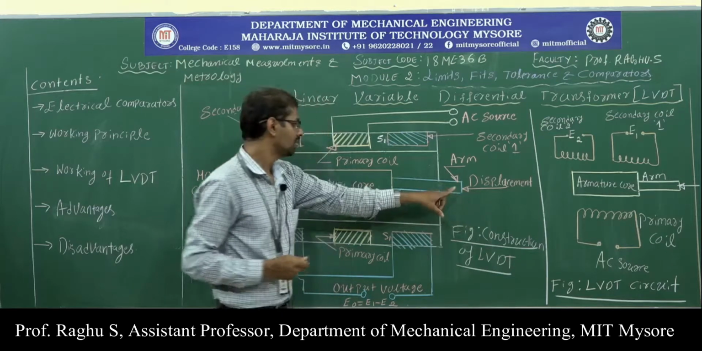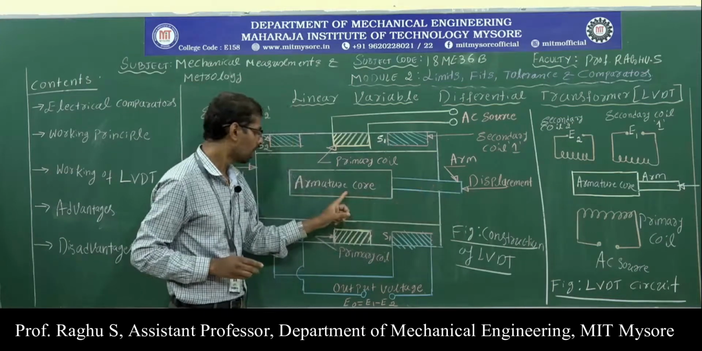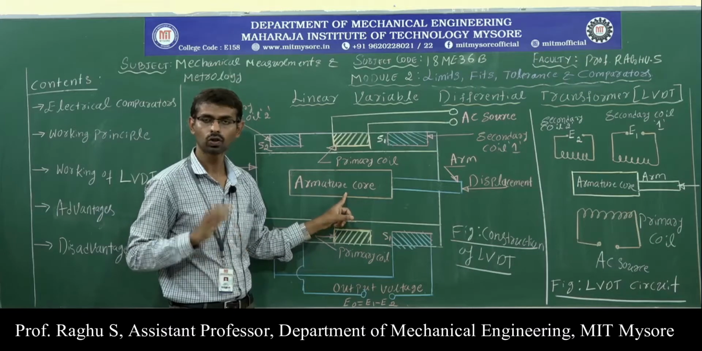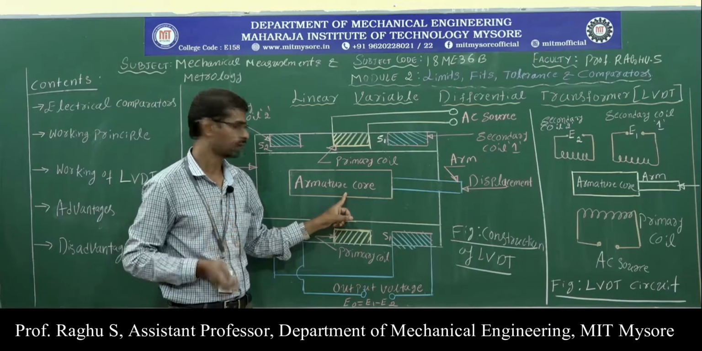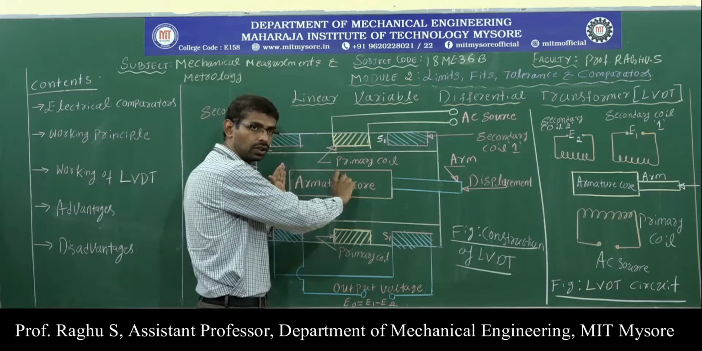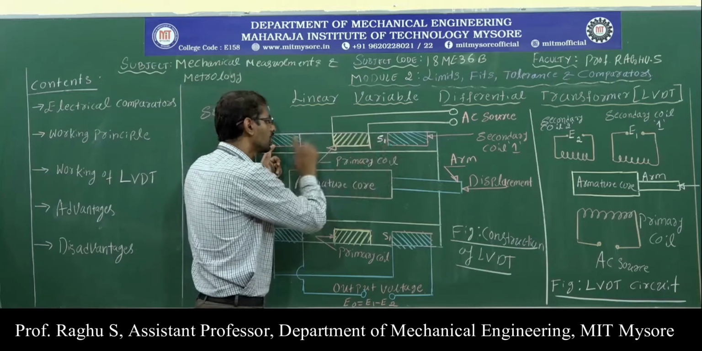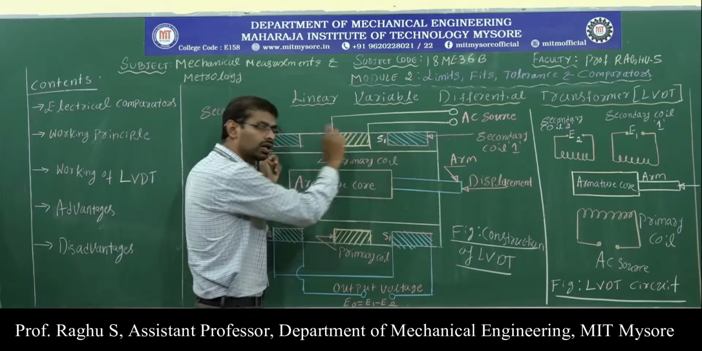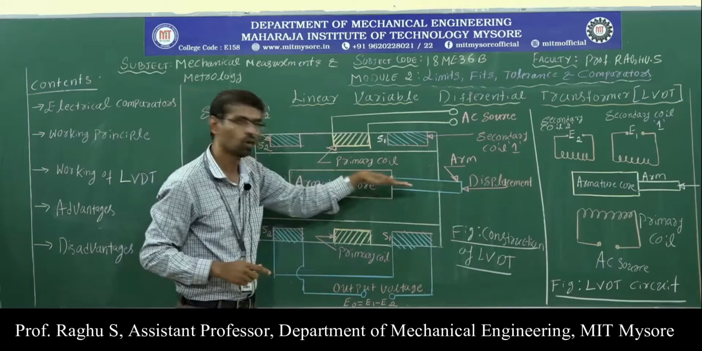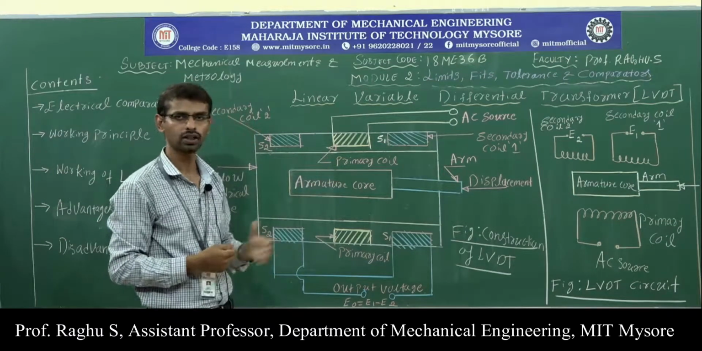Now, assume that when there is no displacement, the armature core lies exactly at the center of the tube. When the armature core is at the center of the tube, the voltages induced in the secondary coils are equal. When the armature core moves inside the tube, we have a displacement.